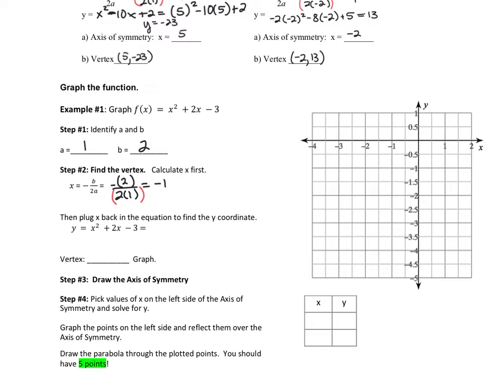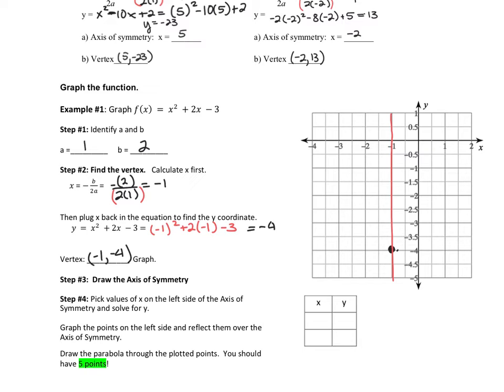So we're going to take the x and plug it back in for y. y equals negative 1 squared plus 2 times negative 1 minus 3. If you put this into your calculator, you will get negative 4. So the vertex is negative 1, negative 4. We're going to graph the vertex, negative 1 in the x, negative 4 in the y, and put a point. And then step 3 says graph the axis of symmetry, which goes right through the vertex.